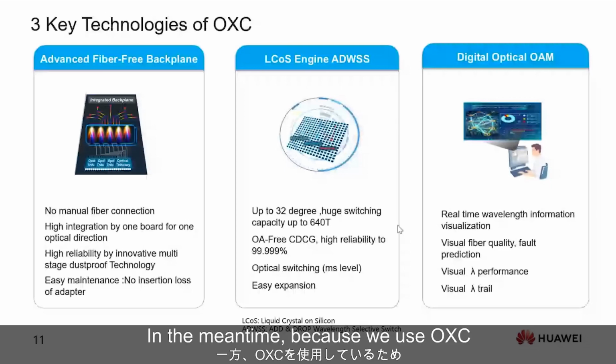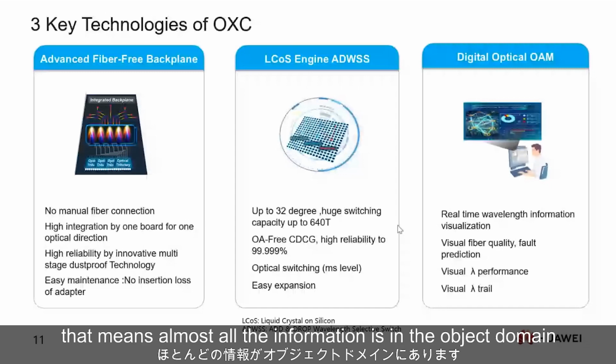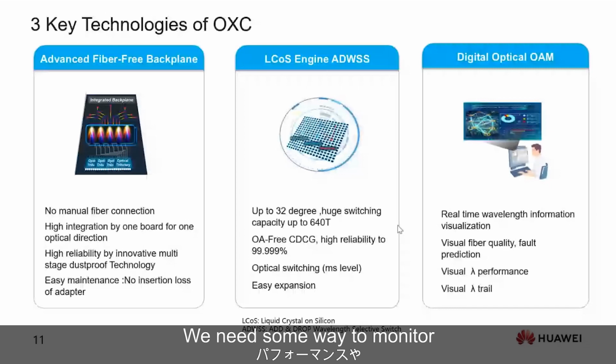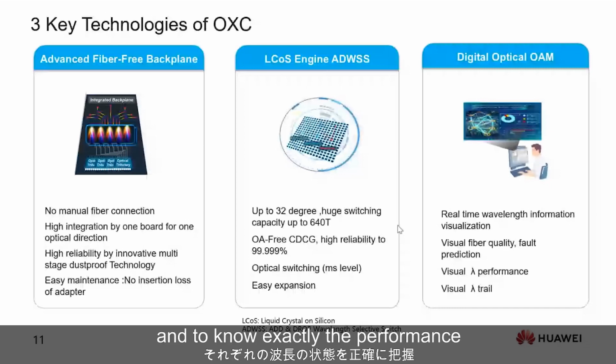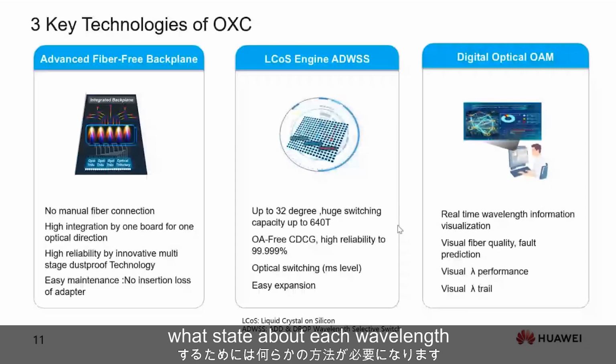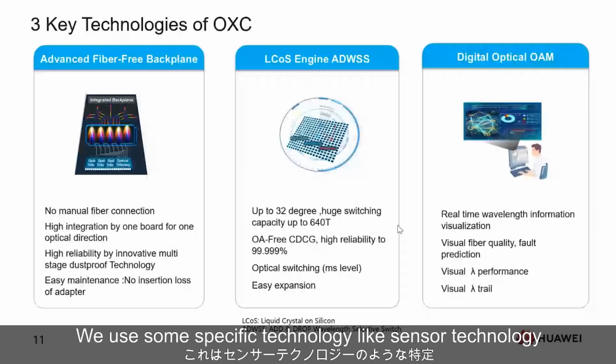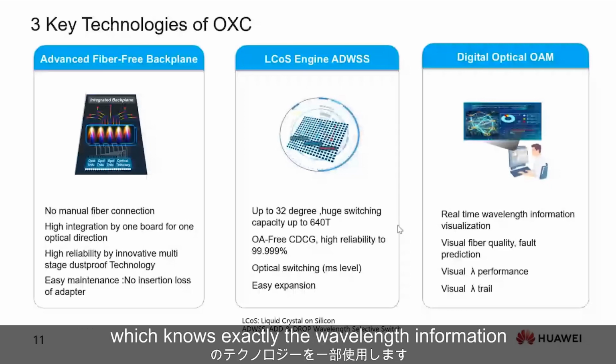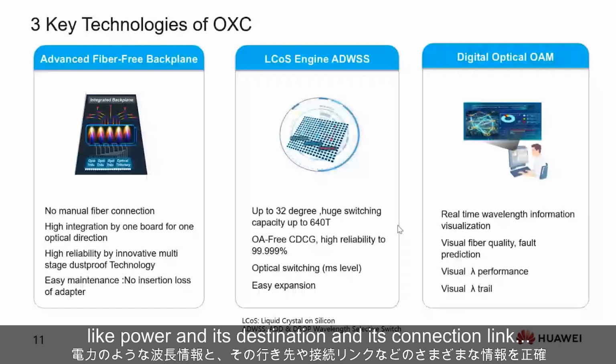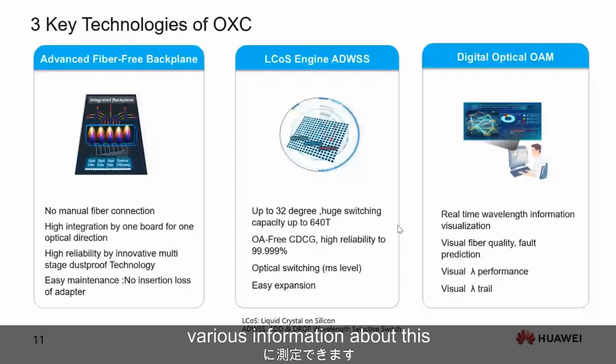In the meantime, because we use the OXC, almost all the information is in the optical domain. So we need some way to monitor and know exactly the performance or the state of each wavelength. So we introduced the digital optical OM function. We use specific technology like light sensor technology to know exactly the wavelength information, like its power, its distillation, and its collection link, various information about this.